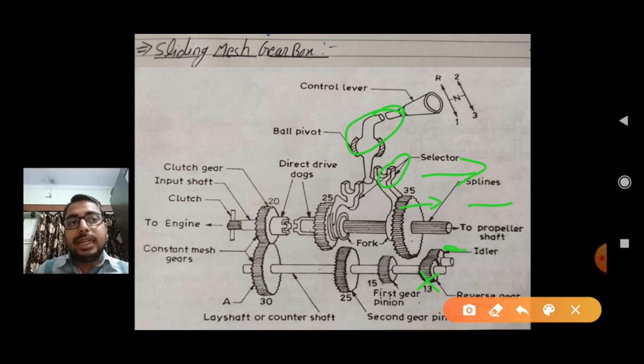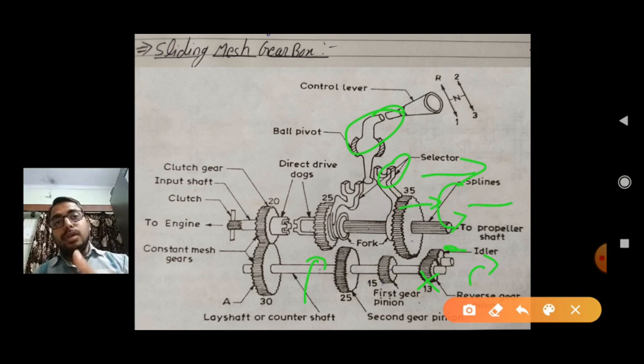When they attach with this idler gear, what is the rotation direction? If the lead shaft is rotated in clockwise direction, then the propeller shaft is rotated in anti-clockwise direction, because when two gears mesh, the rotation direction of the first gear is opposite to the rotation direction of the second gear. So when the gears are directly meshed, the rotation direction of the lead shaft is opposite to that of the propeller shaft.